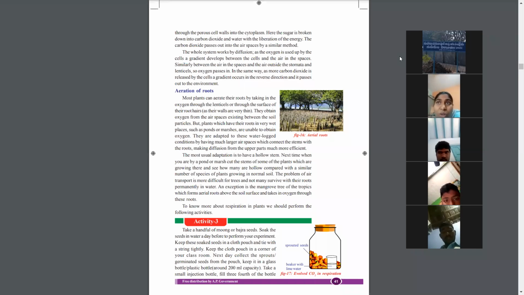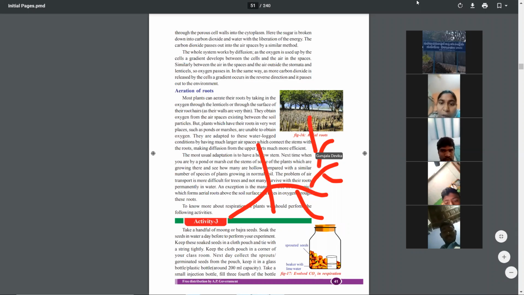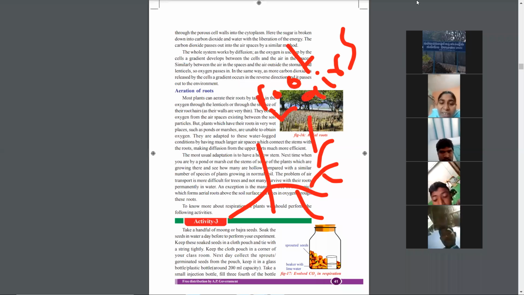Root hairs are also called rootlets. So here you can see, these are called rootlets. These are called root hairs or rootlets. So through these root hairs or through the lenticels on the stem, these plants will take up the oxygen.